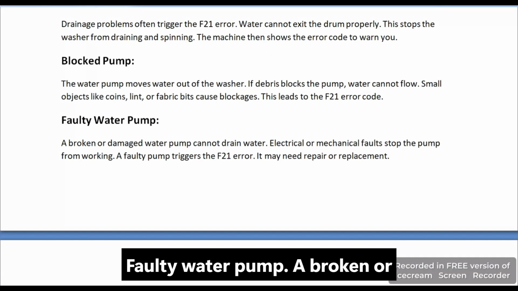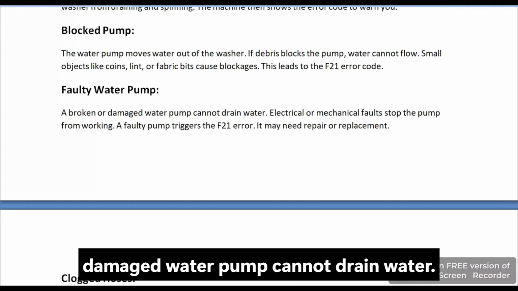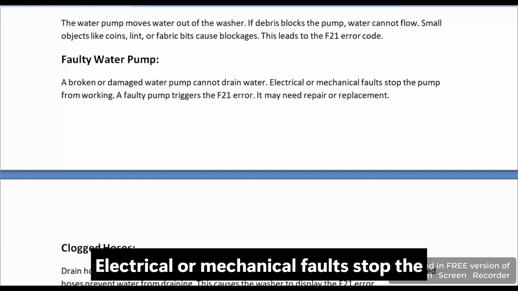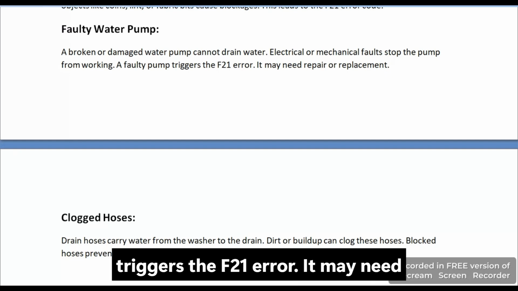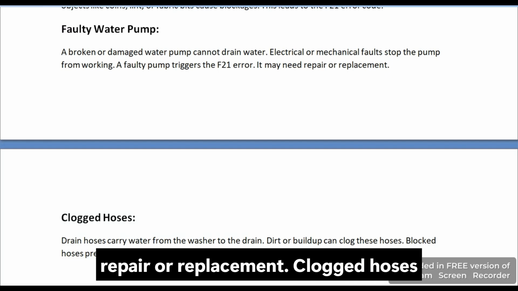Faulty water pump. A broken or damaged water pump cannot drain water. Electrical or mechanical faults stop the pump from working. A faulty pump triggers the F21 error. It may need repair or replacement.